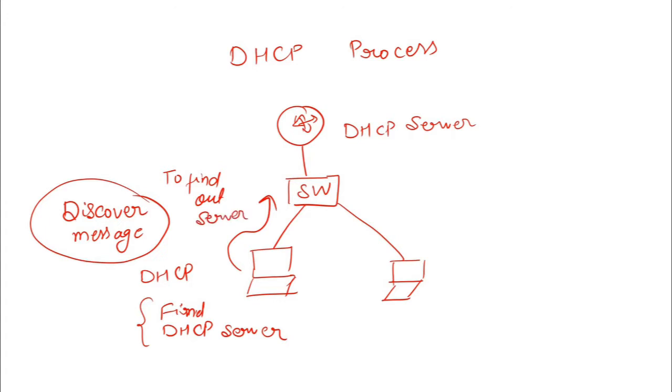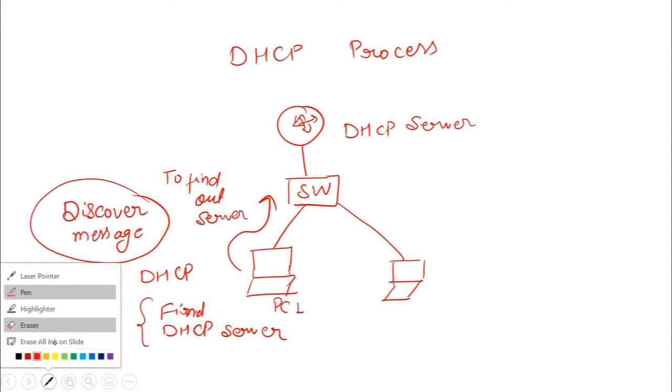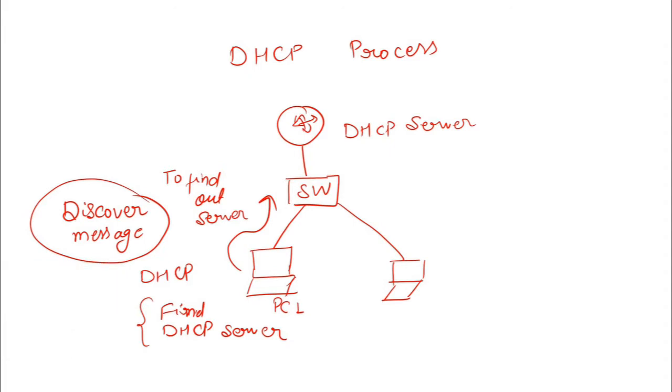So for that purpose, from this client, let's suppose this is PC1, this PC1 has to send some information to find out who the DHCP server is. It is very important to know what information it is sending. So it is sending four things. First, source MAC, destination MAC.